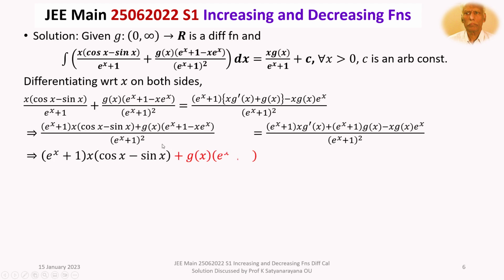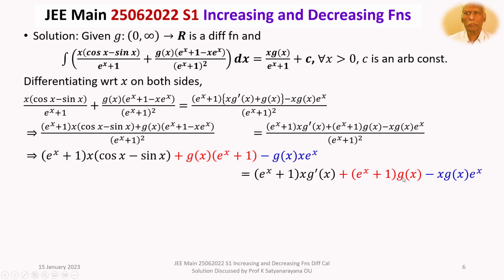So in this, what I have written is g prime x into e power x plus 1, that is one term, minus g of x into e power x plus 1 minus g of x into x e power x. I have written this in red and this in blue. Now come to the right hand side. You will get e to the power of x plus 1 into x g prime x plus the second term written in red, and minus the third term written in blue. And what you see is the red terms are equal on both sides and the blue terms are equal.